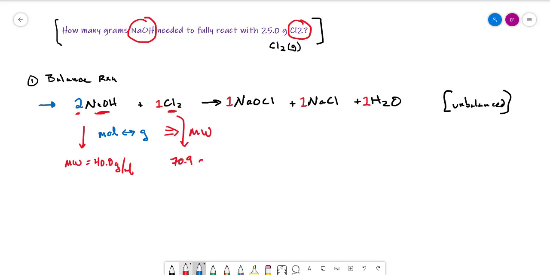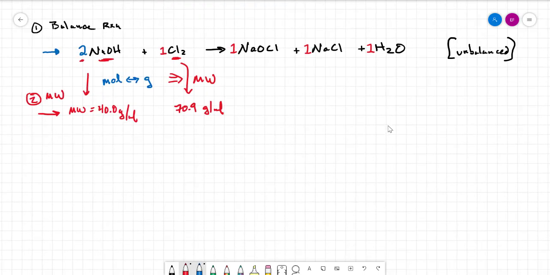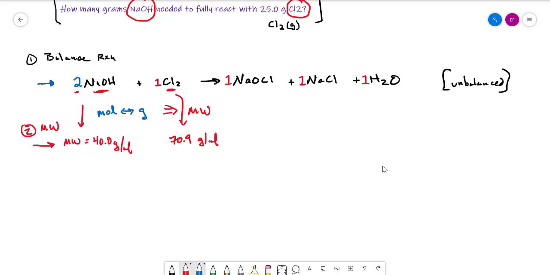70.9 grams per mole. Okay, so this is our second key. So first key, balance reaction. Second, molecular weights, which we have for the species that we're interested in. Now we need to do some stoichiometry, which requires dimensional analysis, just to relate these things through. So let's scroll up a little bit here and start this process.